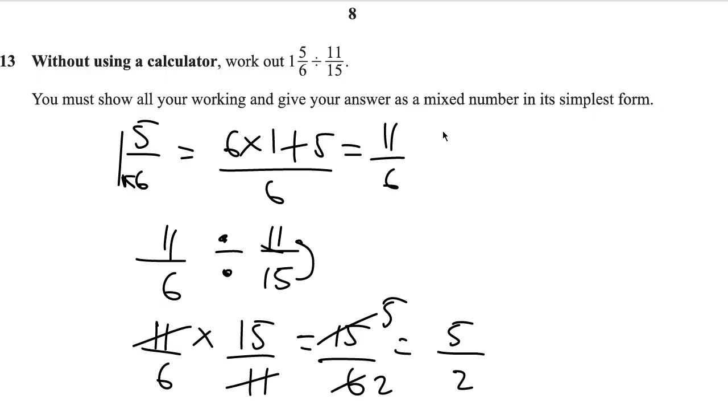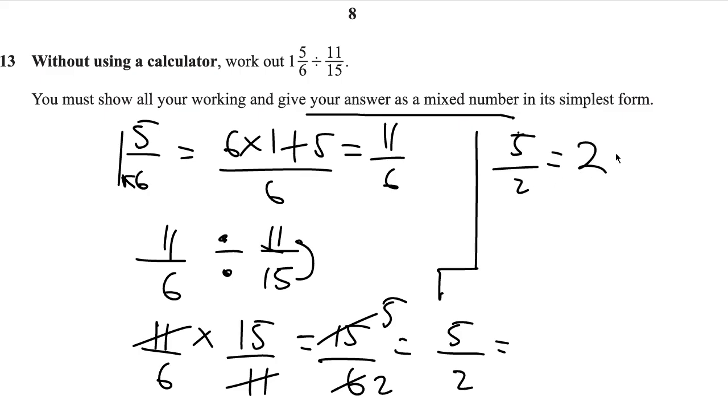But the question says give your answer as a mixed number, just like 1 whole 5 over 6. So we're not just going to leave the answer as 5 over 2. What's 5 divided by 2? It's not a perfect division. 5 divided by 2 is 2 remainder 1, because 2 times 2 is 4, but we need an extra 1. So that's 2 remainder 1, and then all over 2.